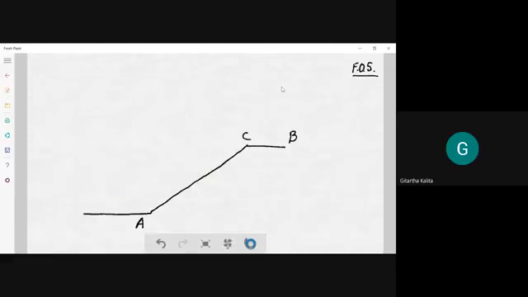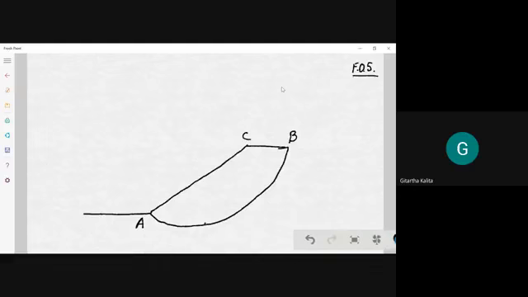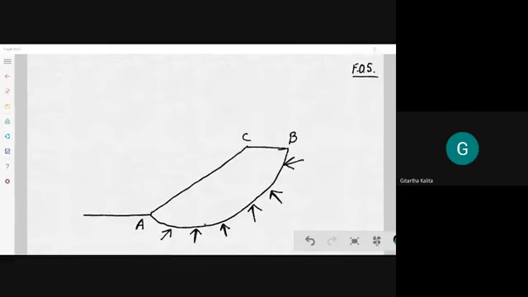Now, let us assume that the failure occurs in this manner. If the failure occurs in this manner, that means this is the location where the soil is breaking, where the soil is getting separated.